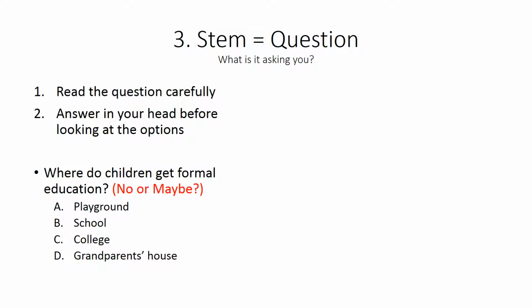Grandparents' house? No. So my choices are B and C. Both give formal education. Let's reread the question. Where do children get formal education? Children go to school. Adults go to college.